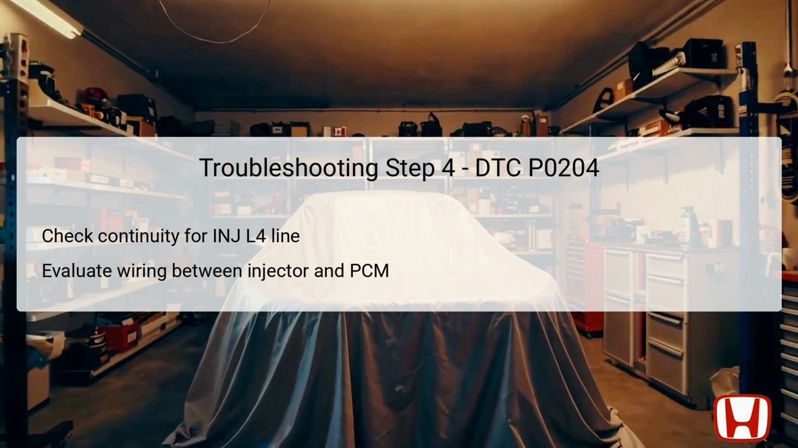Measure the continuity between the designated points. Confirming continuity here means that the INJ L4 wire is functioning correctly. If the continuity is confirmed, this typically leads to the recommendation to replace all injectors as a set to address any inconsistencies that may arise from age or wear.